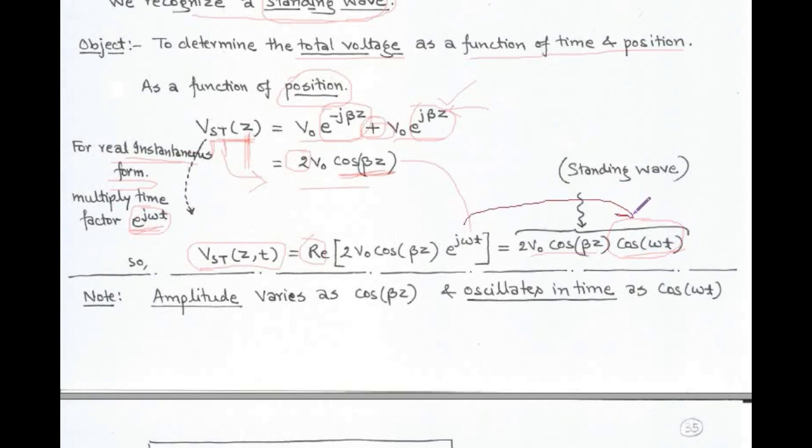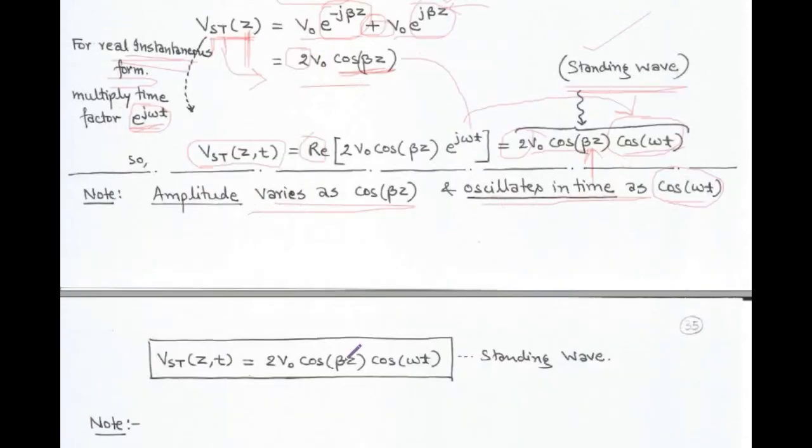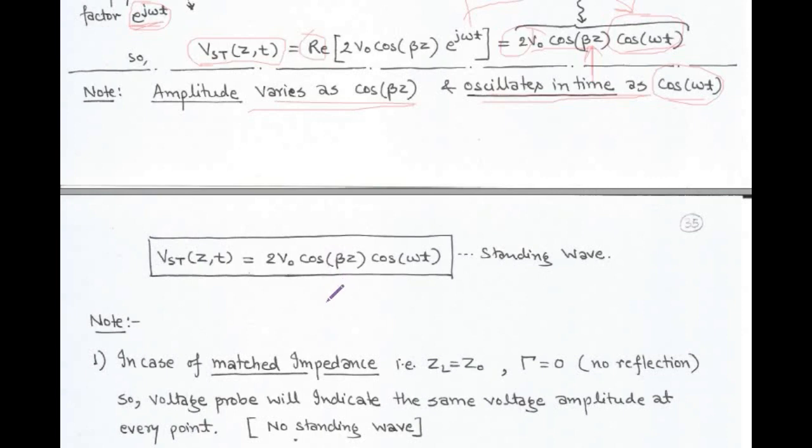So from here we find that the amplitude of the total voltage varies as cos beta z, whereas the total voltage oscillates in time as cos omega t. So this real instantaneous form of the total voltage is called a standing wave. The standing wave is written as 2V0 cos beta z into cos omega t. Here cos beta z is responsible for the variation of amplitude, whereas cos omega t is responsible for the oscillation in time.